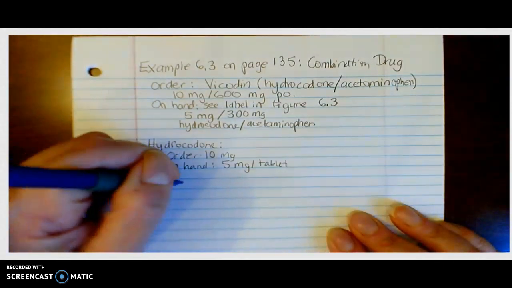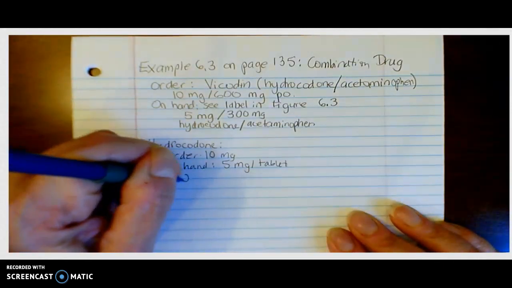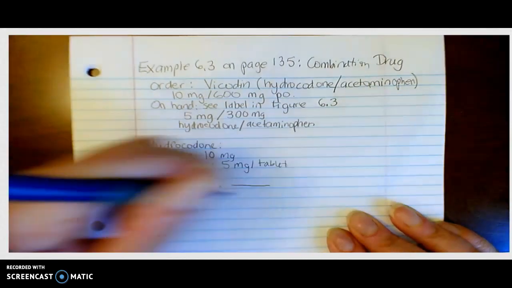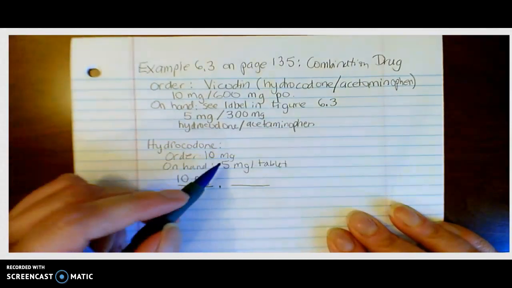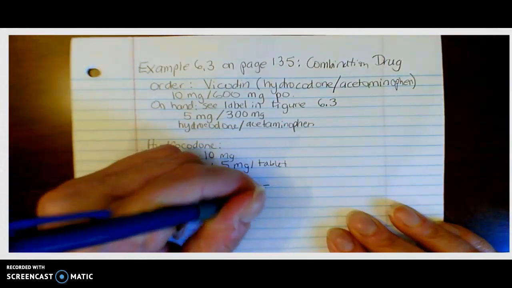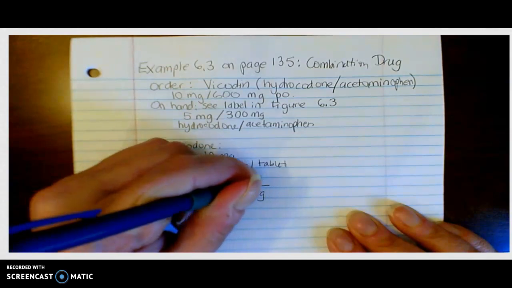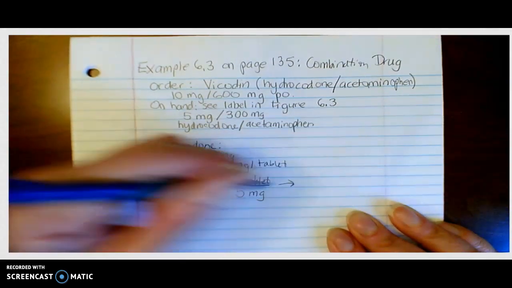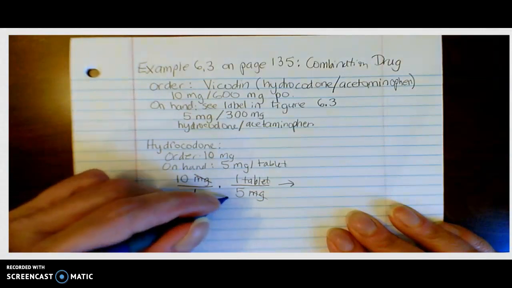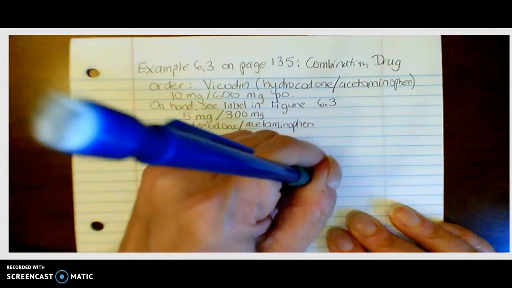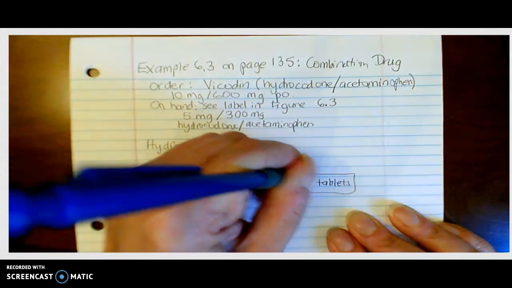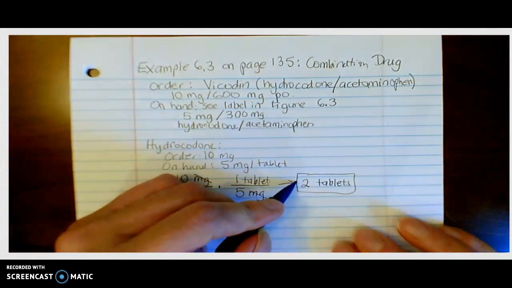Using dimensional analysis, we start with the doctor's order like we always do, 10 milligrams over 1. The strength is 5 milligrams per tablet, but we want the milligrams to cancel, so we put 5 milligrams here and 1 tablet here. The milligrams cancel, 10 divided by 5 is 2, and the units are tablets. So we come up with 2 tablets.